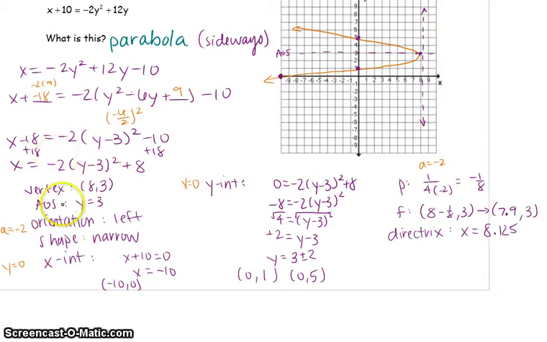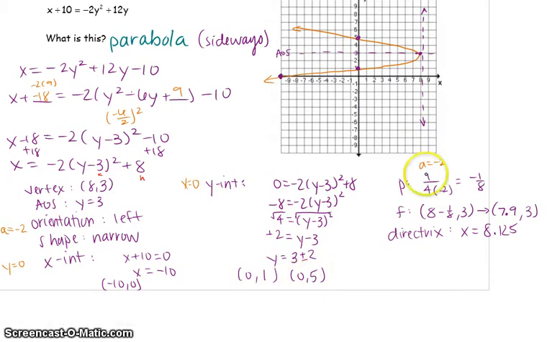So now remember your vertex, that is your h, k. So it's (8, 3). Make sure you have those in the right order. Axis of symmetry is y equals 3. Your orientation, that's left. Your shape is narrow because our absolute value of a is greater than 1. For our x-intercept, you have to set your y equal to 0. For our y-intercept, you set your x equal to 0. So when you solve, you would get 0 and 1, or 0 and 5.